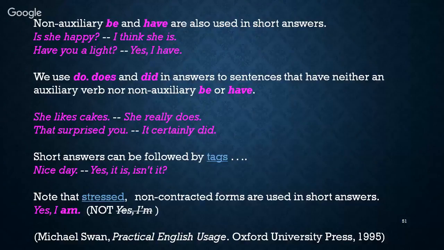We use do, does, or did in answers to sentences that have neither an auxiliary verb nor a non-auxiliary be or have. She likes cakes. She really does. That surprised you. It certainly did. So, this kind of replies we sometimes give.